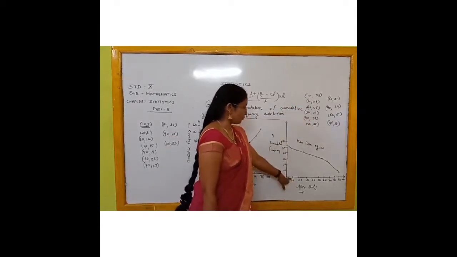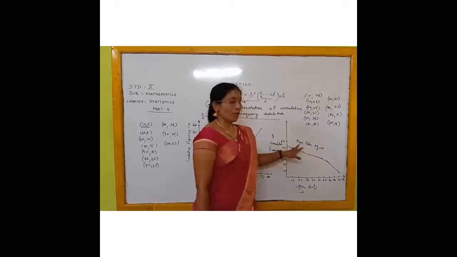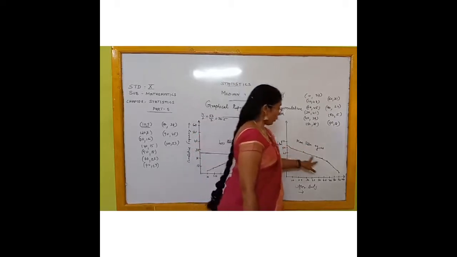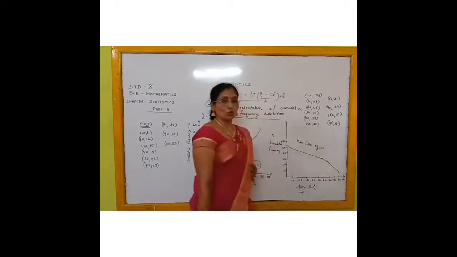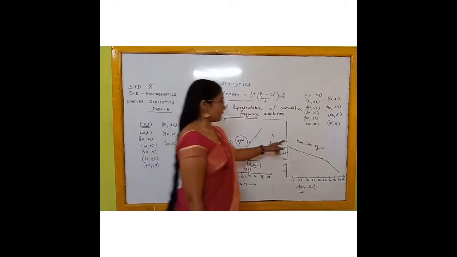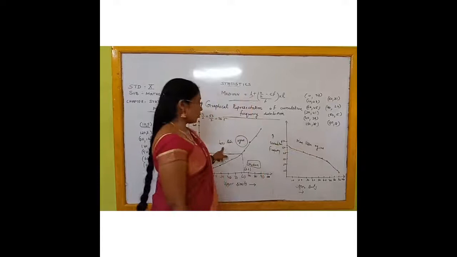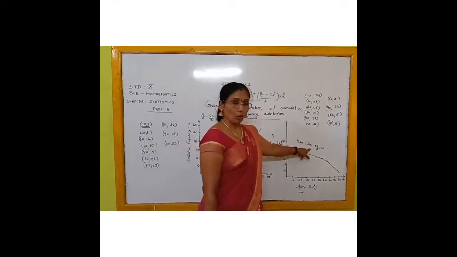Those points I have to plot this way: 0, 53, 10, like this. Now in this way you are going to get a lot of points here, and you are going to just join those points with a curve, and that curve is known by the name more than ogive. Okay, this was the less than ogive and this was the more than ogive.